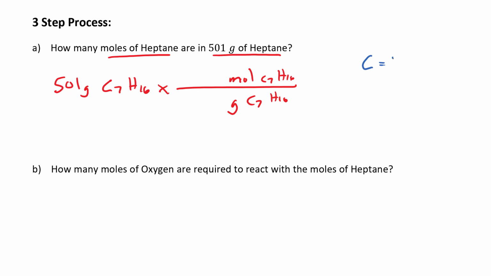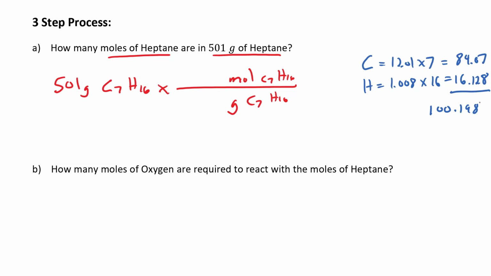Carbon, 12.01. We have 7 of those atoms. And we have hydrogen, 1.008. And we have 16 of those. Here's the respective masses from carbon and hydrogen. We're going to add those together. We get 100.198. What did I say we're going to use as our significant digits for molar mass? We're going to use 4 significant digits.